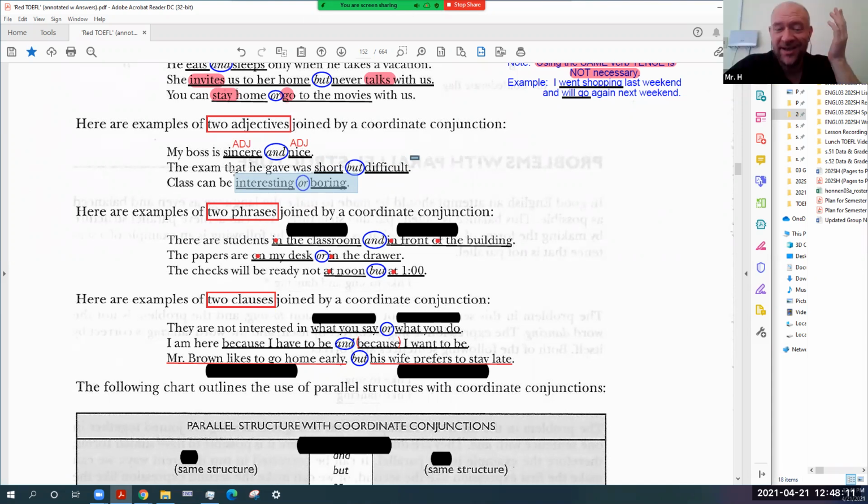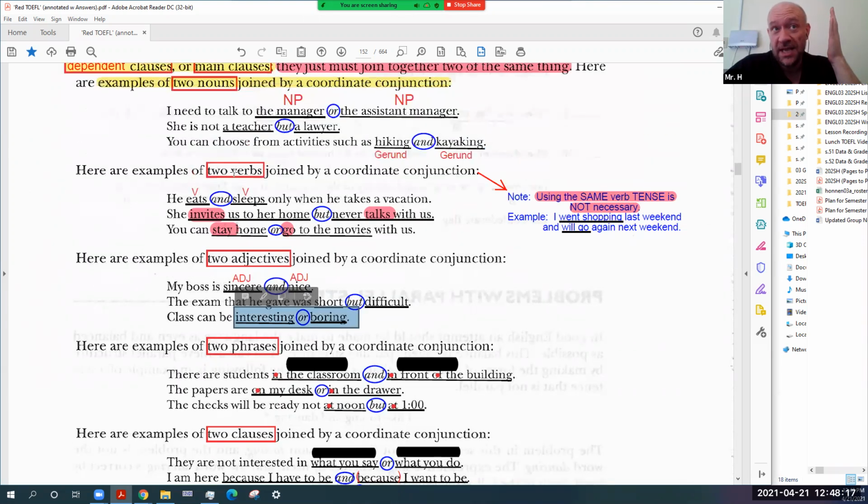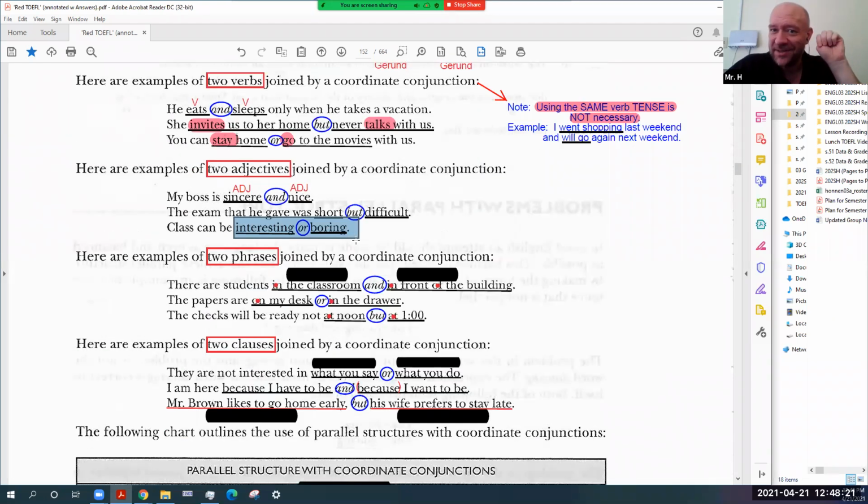Two adjectives, okay? You see, you know, -ing can be a gerund, right? In the first example here it's a gerund, but here it's an adjective. Yeah? And also sometimes it's part of the verb, yeah? Osama, how about the next one?